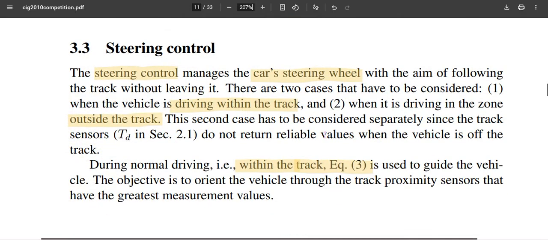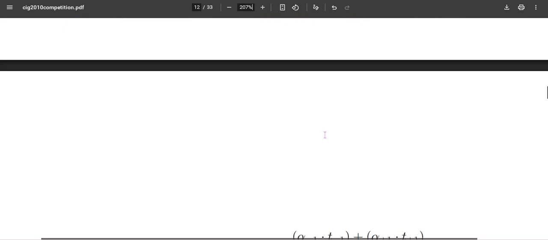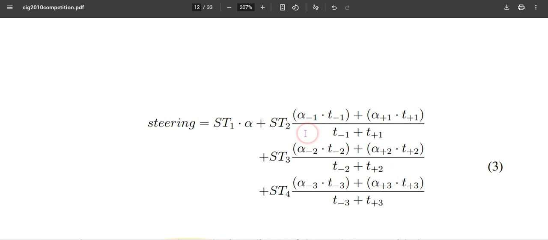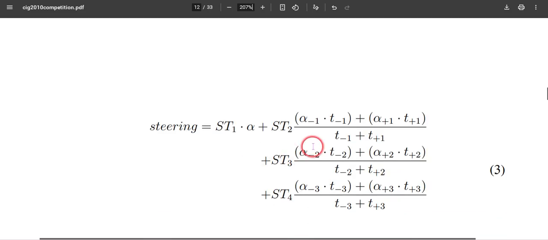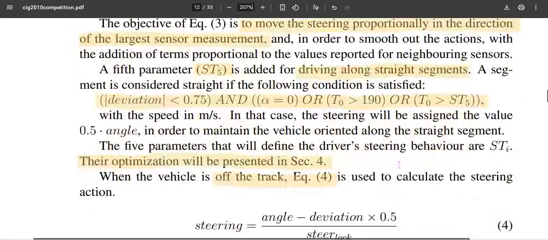And the steering control is based on equation 3. It is an empirical formula. It has a set of alpha values and a set of parameters st1 to st5. And this alpha value is a key one. What does alpha mean? There is alpha, alpha minus 1, alpha minus 2, alpha minus 3, alpha plus 1, alpha plus 2, alpha plus 3, and t minus 1, t minus 2, t minus 3, t plus 1, t plus 2, t plus 3. What these values are can be easily identified through this diagram.